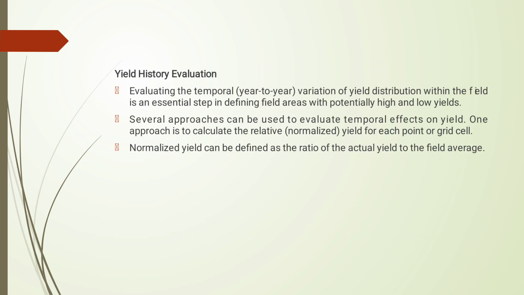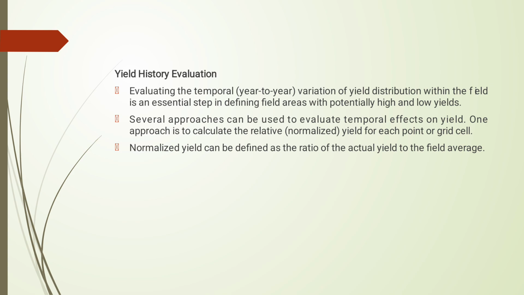Yield history evaluation. In yield history evaluation, the temporal variation of yield distribution within the field is defined as an essential step. Field areas with potentially high or low yield are identified. Every year, data is collected and the yield distribution is analyzed, showing which areas have high or low yield.